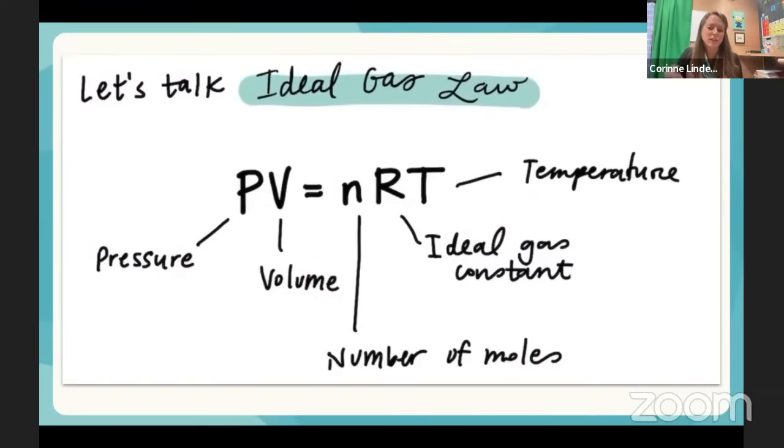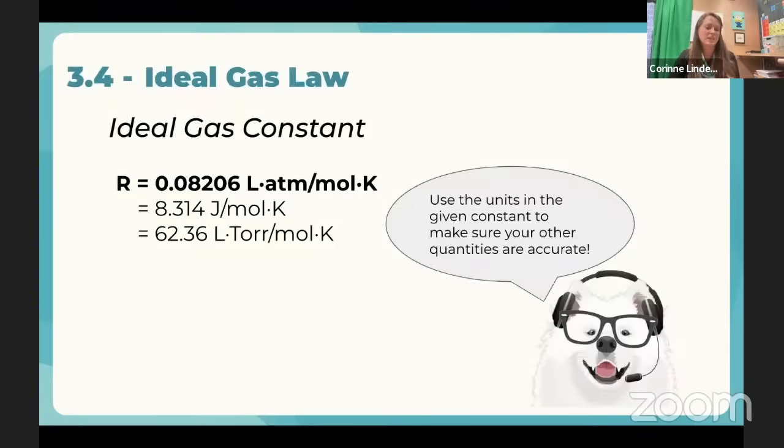So let's say you're trying to solve for the temperature, but you have no idea what your units are going to be. Look back at your ideal gas constant. If it's given in Kelvin, that's what your temperature is also going to be measured in. So always use your constants to help you try to sort through these equations. So this is the ideal gas constant. You are most likely to use this version, which is the 0.08206 liters atmospheres per mole Kelvin. And with these gas laws, you're going to be using Kelvin.